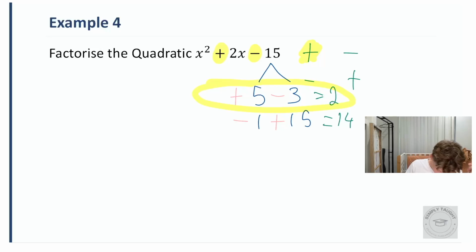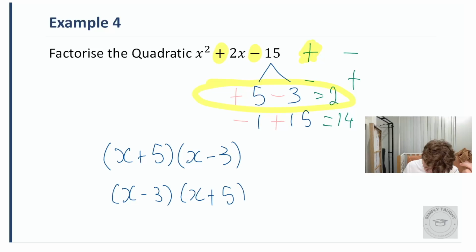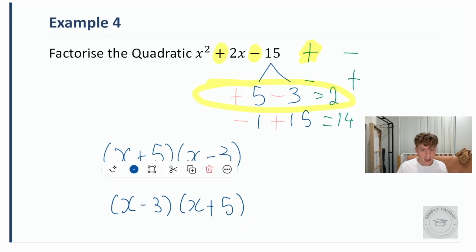Again, I'm going to write these into brackets, and I get x plus 5, x minus 3. And again, the order for our brackets doesn't matter. I could write them this way as well, both answers are completely correct. Either is fine. They can go in either order. We are multiplying, and when I multiply numbers, the order is not important.